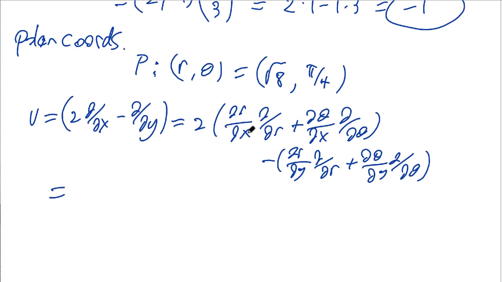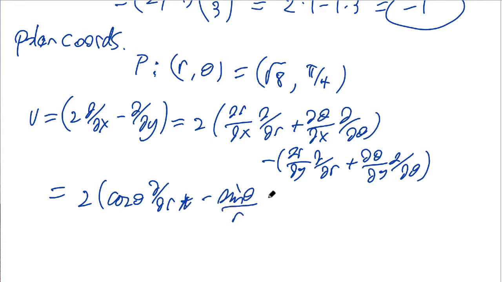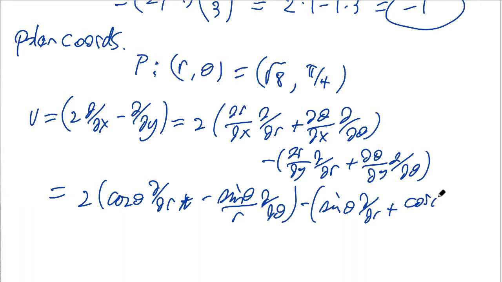Now I've worked out dr by dx, d theta by dx, and so forth previously, so let me just quote the results here. Dr by dx is cosine theta. D theta by dx is minus sine theta over r. And this is sine theta d by dr plus cosine theta over r d by d theta. And all of these expressions we're going to evaluate at the point P.